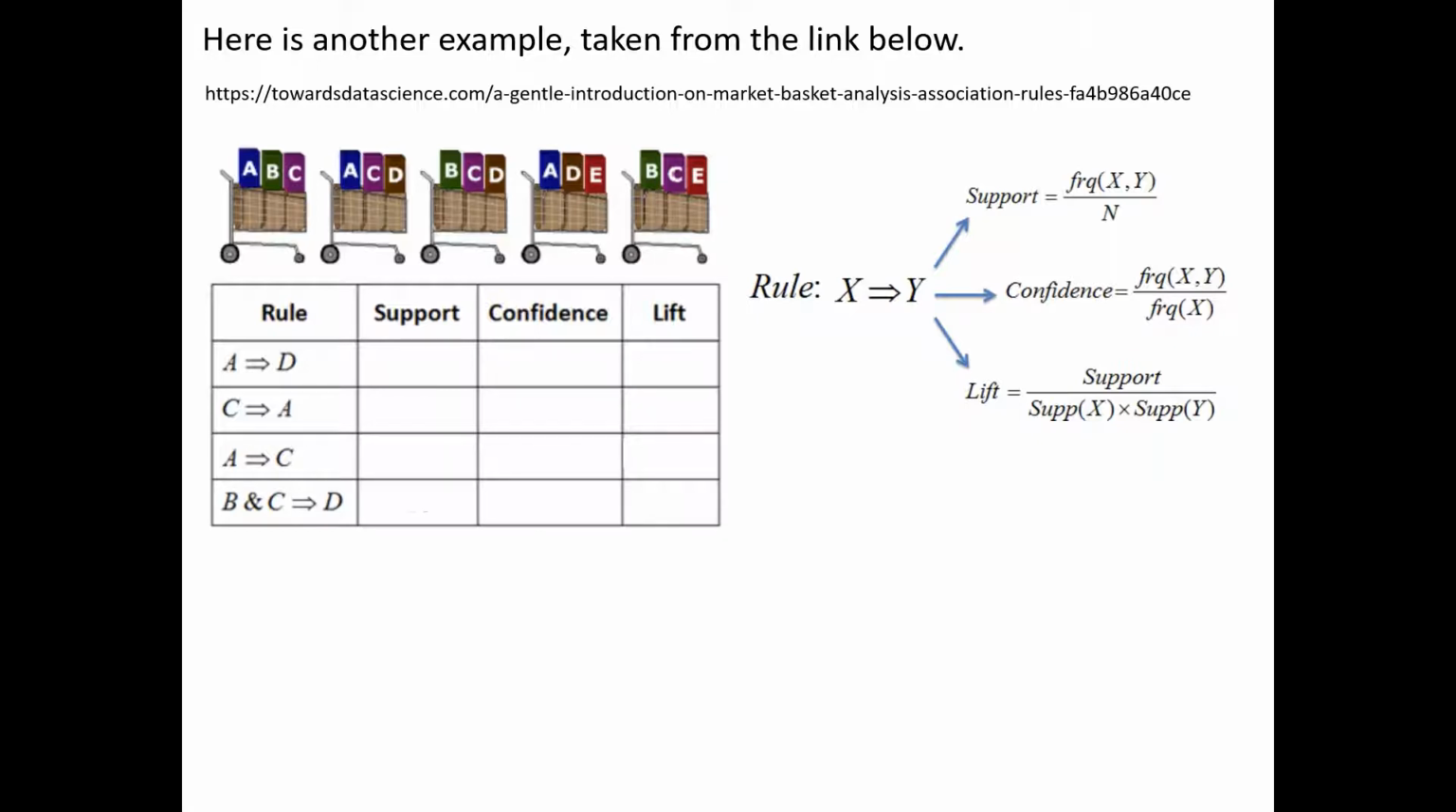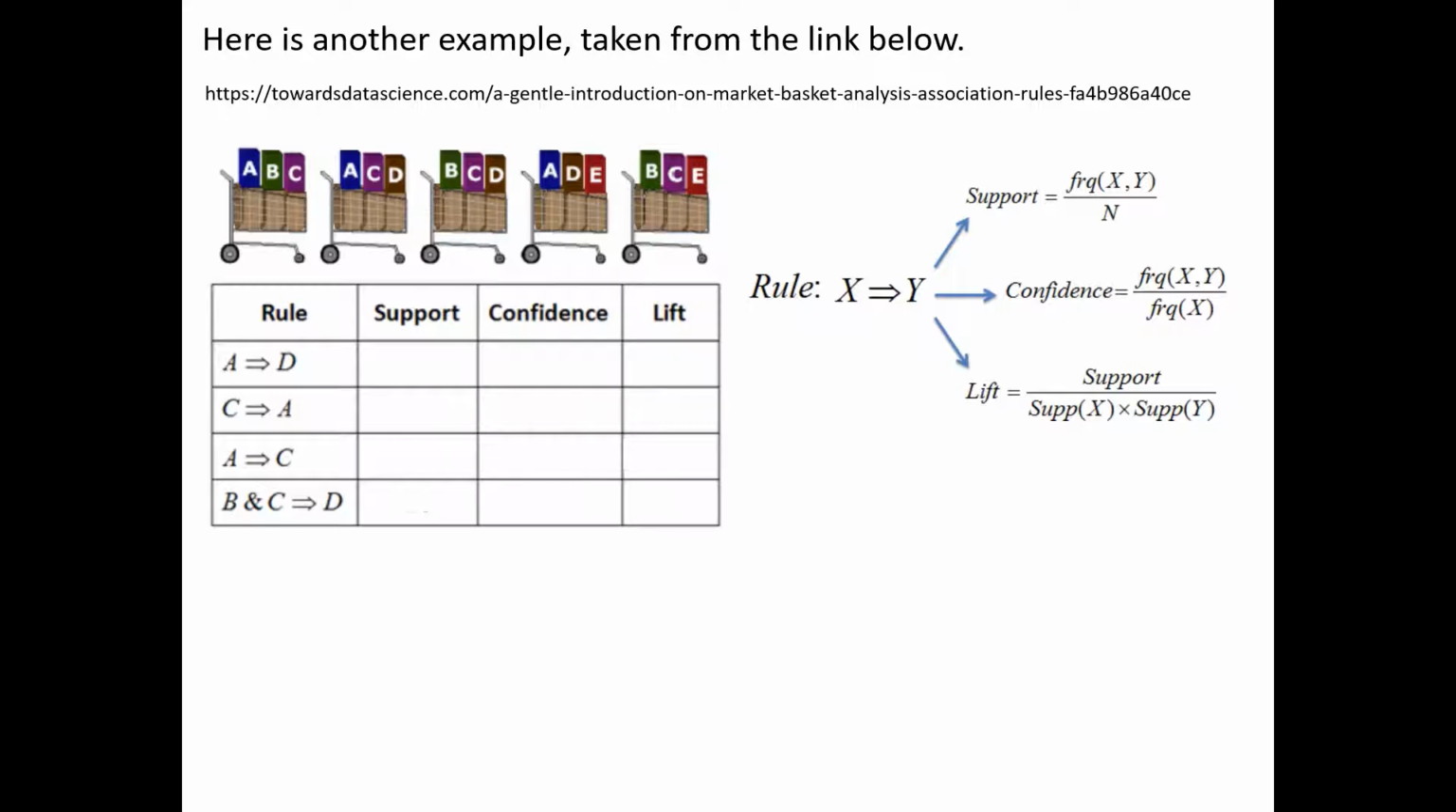Now, if you look over to the right, I took this straight off of this website. Their formulas look a little different than the formulas that I wrote down. It's the very same thing, but they just use some different notation. When they say FRQ, that means how many transactions have both X and Y in them. And for N, capital N, that just means the total number of transactions.